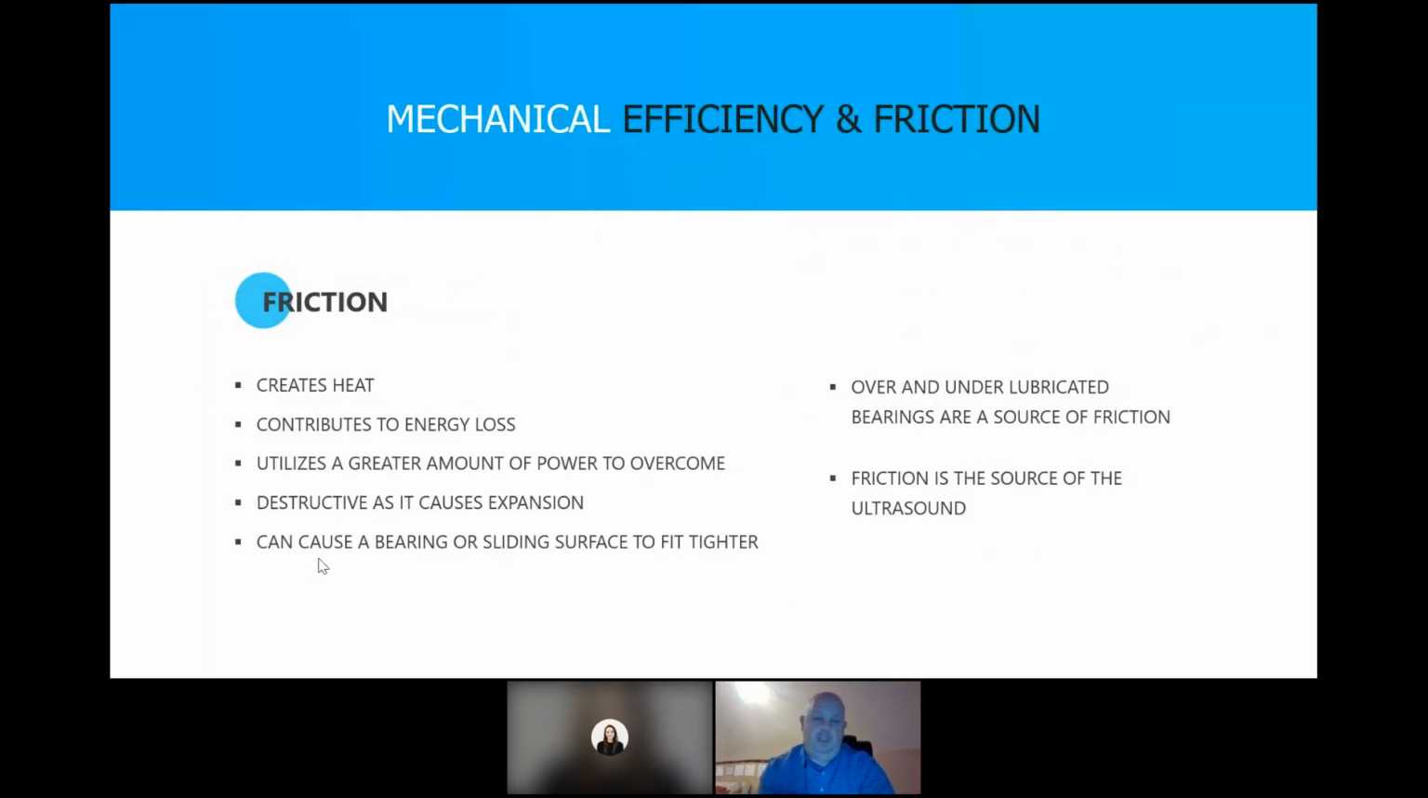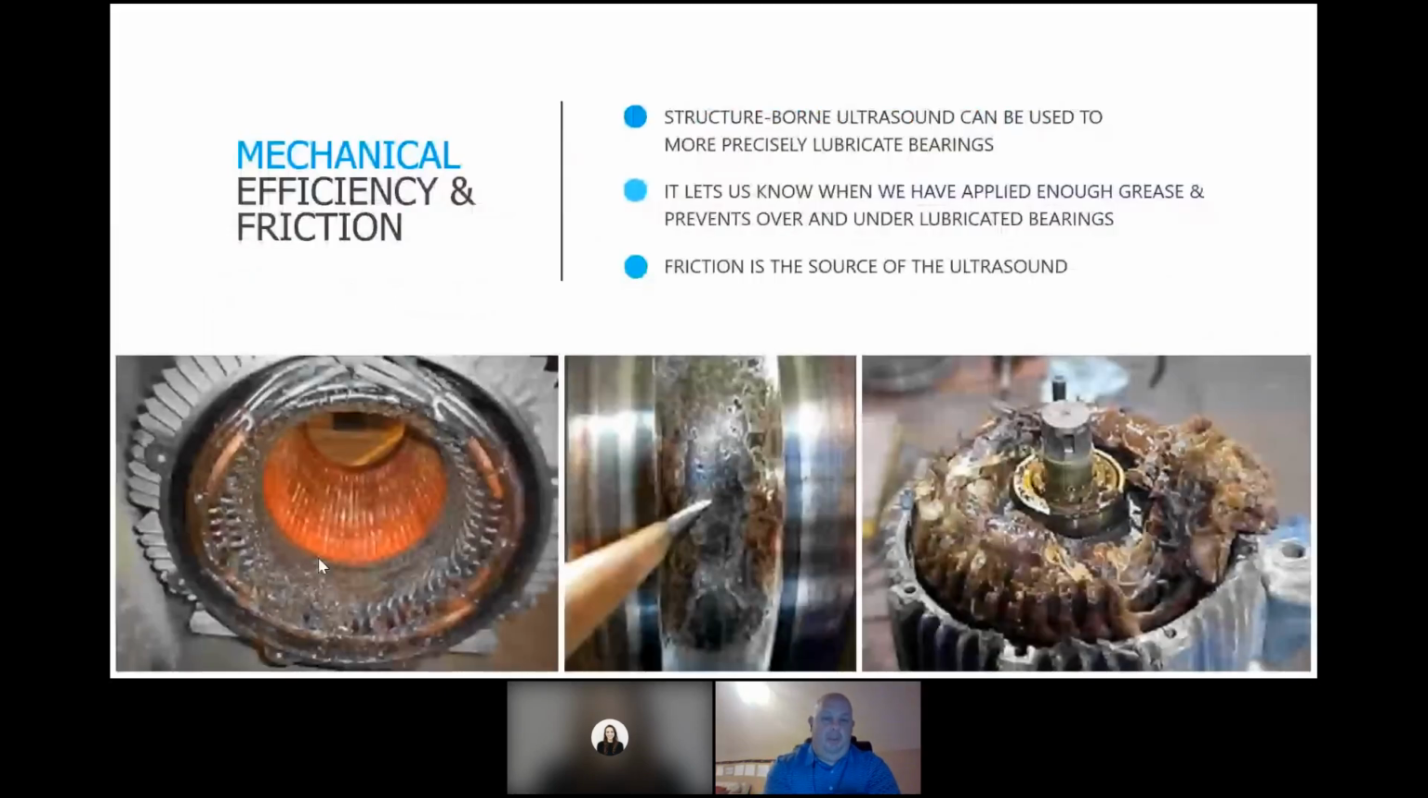But either way, friction is going to be the source of the high frequency sound. So when we have a bearing that needs grease, there's going to be an increase in friction. When you have a bearing that is over lubricated, there's going to be an increase in friction. So the picture that you're seeing here, this motor, the bearings on this motor, these bearings were lubricated on timed based intervals.